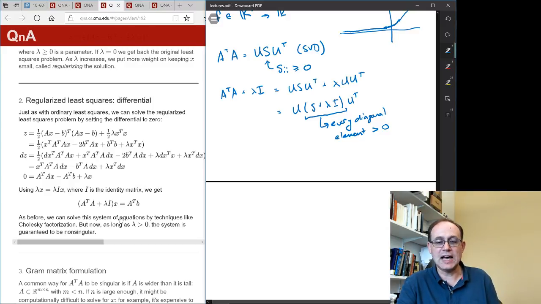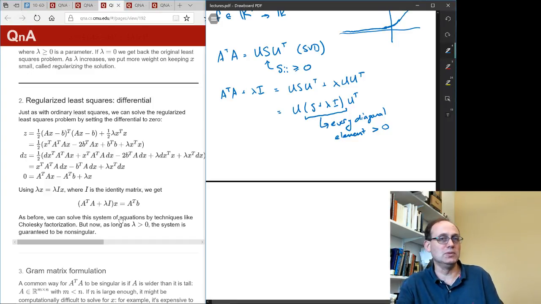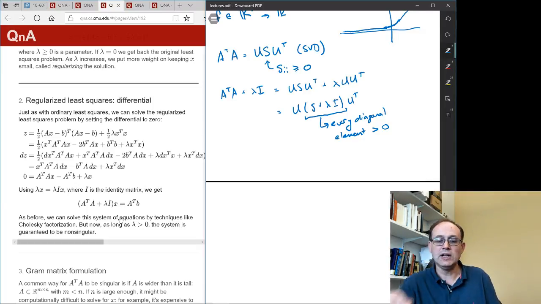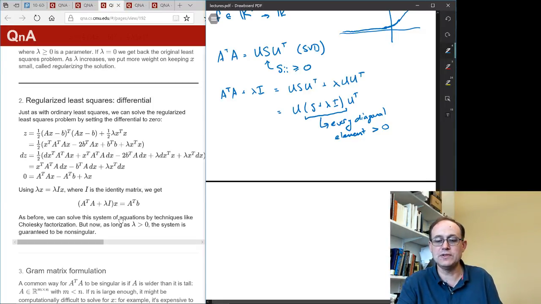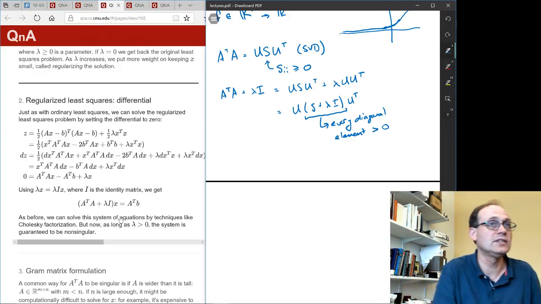And so U is invertible because it's orthonormal. S plus lambda I is invertible because every diagonal element is bigger than 0. And U transpose is invertible because it's orthonormal. Because all three of those component matrices are invertible, this matrix here is invertible as well. So that's why A transpose A plus lambda I is guaranteed to be non-singular.